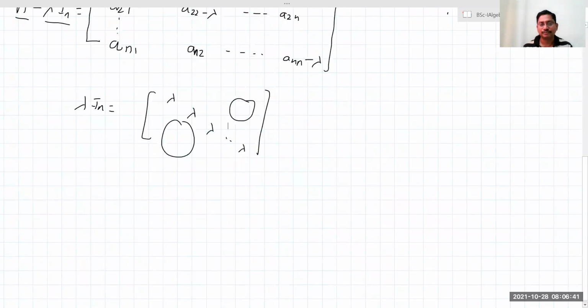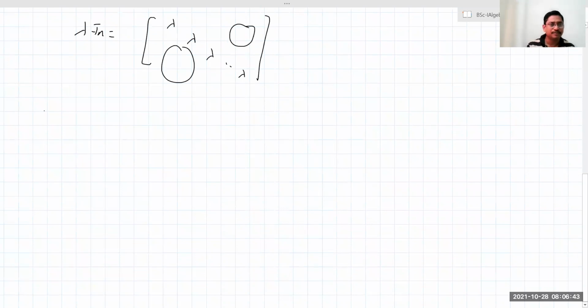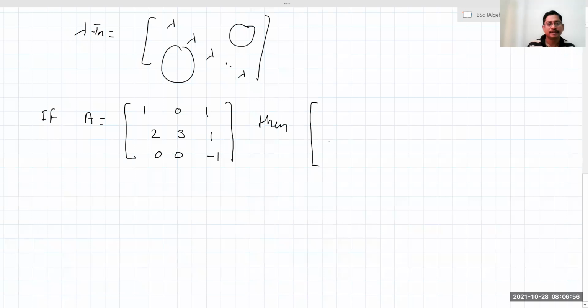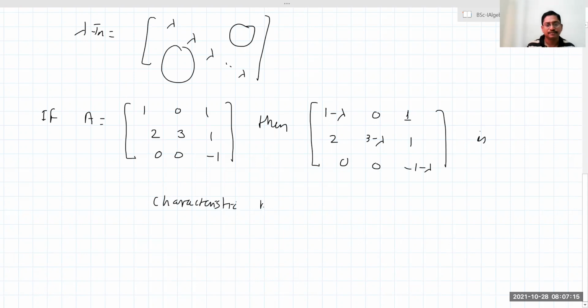For example, if A is equal to [1, 0, 1; 2, 3, 1; 0, 0, -1], then what is the characteristic matrix of A? It is [1 minus lambda, 0, 1; 2, 3 minus lambda, 1; 0, 0, minus 1 minus lambda]. This is the characteristic matrix of A.